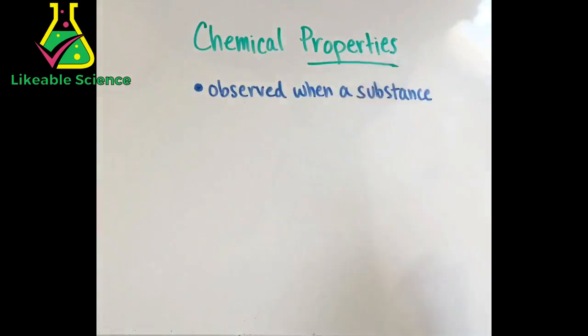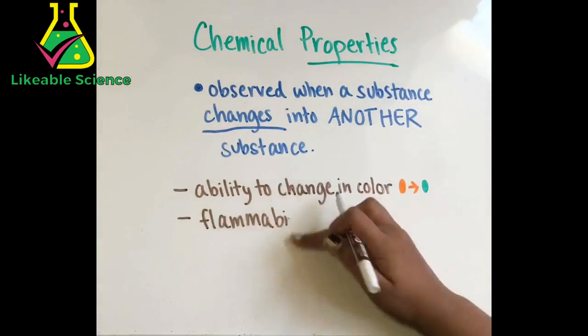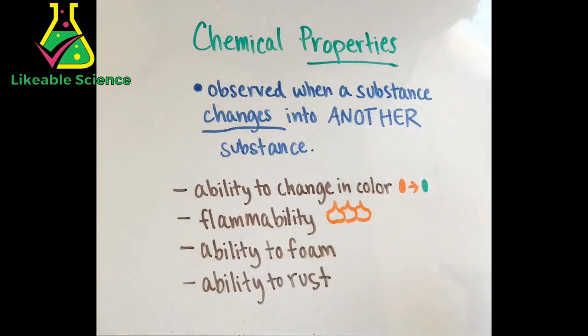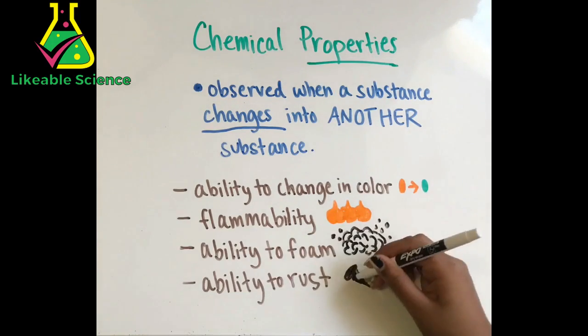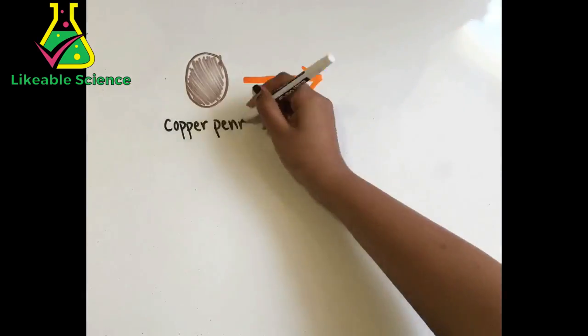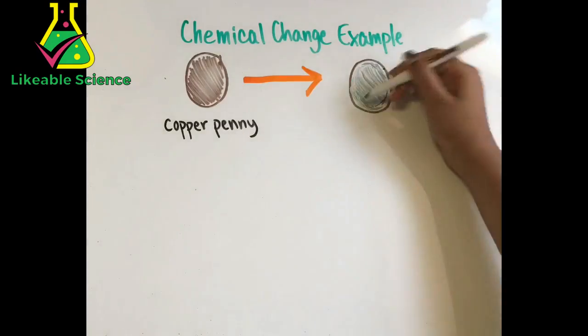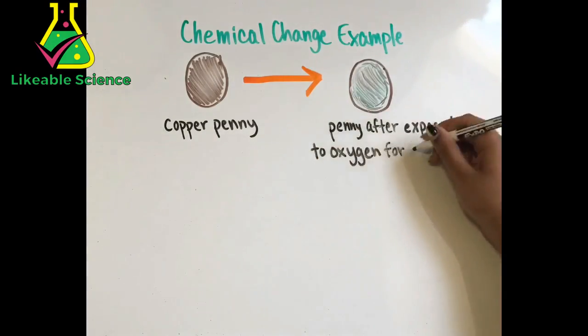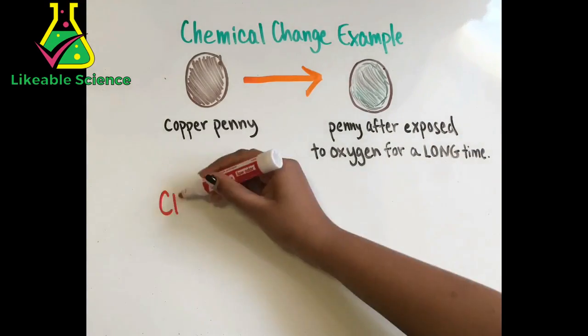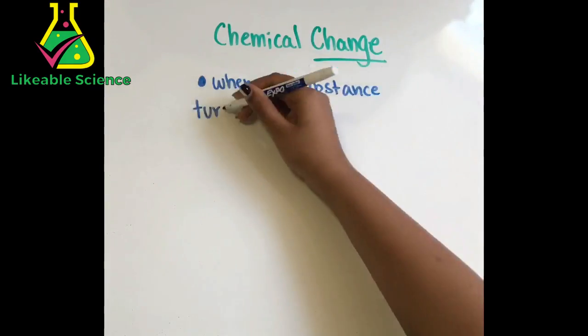Chemical properties are the complete opposite of physical properties. They're observed when a substance changes into another substance. Examples are changing in color, flammability, foaming, and rusting. For example, when a penny's copper turns dark green after a long time, that ability to change in color is a chemical property. This is because the copper turns into another crusty substance that coats the penny, which is a chemical change.